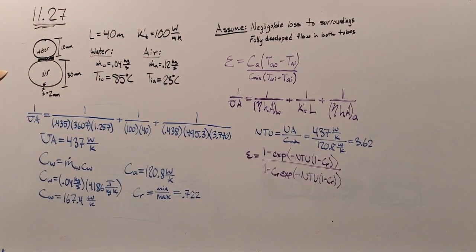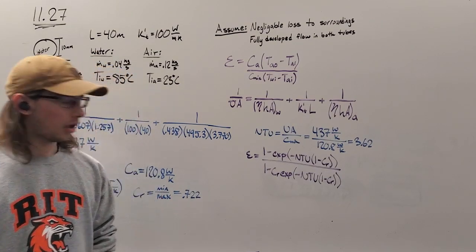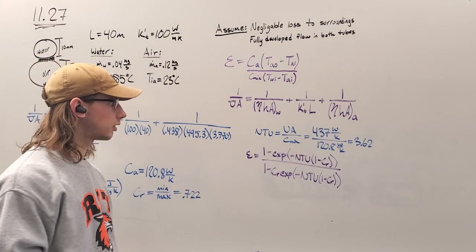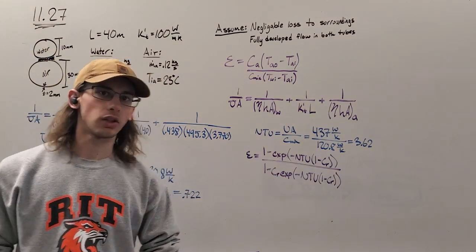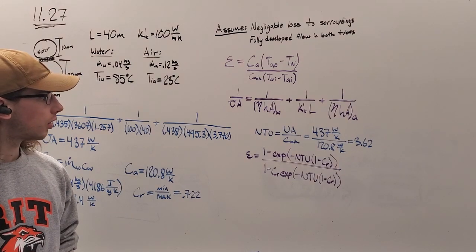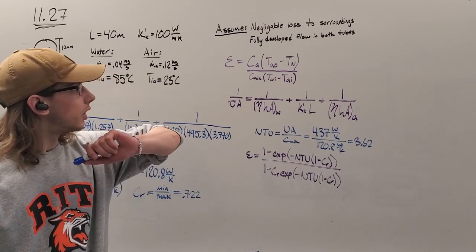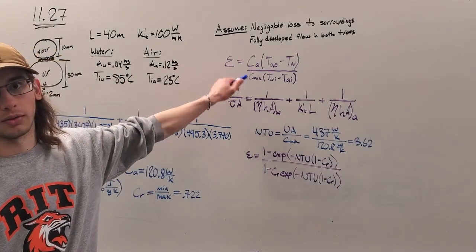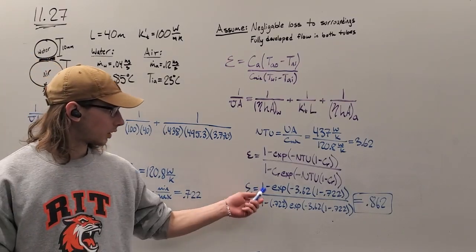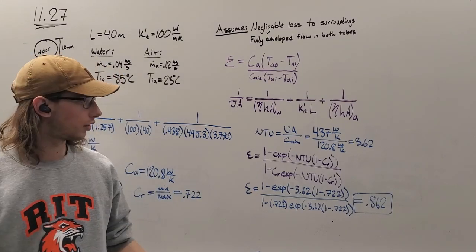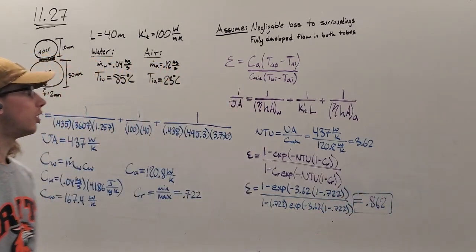That is not too bad, but what is bad is this. That is the equation for effectiveness as a function of NTU, and it's not the nicest looking equation, but we do have everything we need for that. So let's go ahead and fill those things in really quickly and find our effectiveness, which is the last thing we need for our fundamental equation up there. So plugging in, we get a final effectiveness of 0.862, which is reasonable.